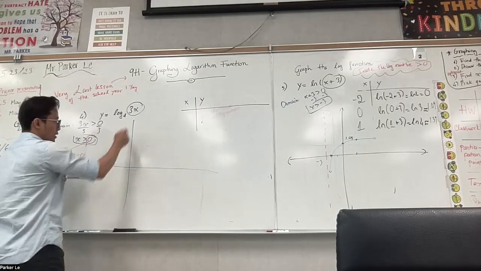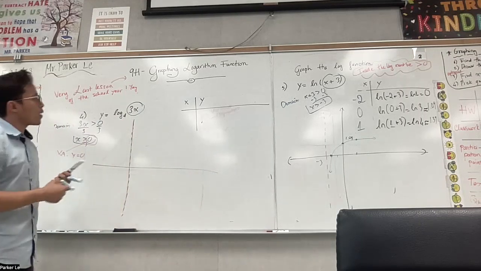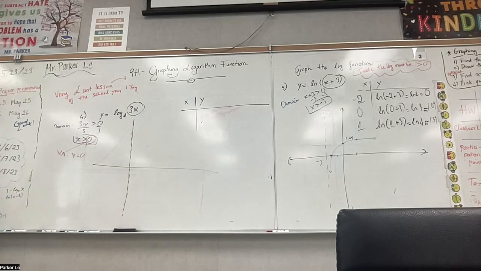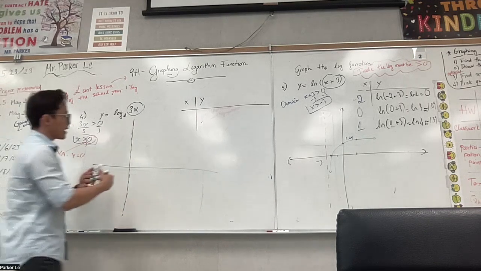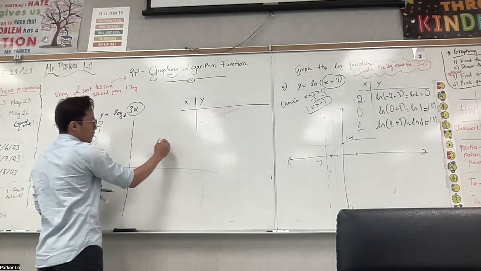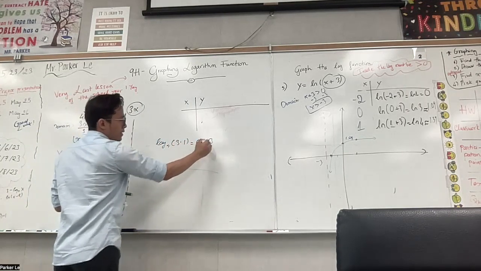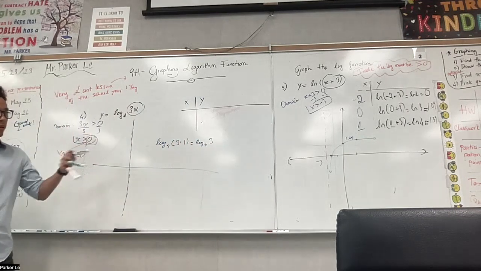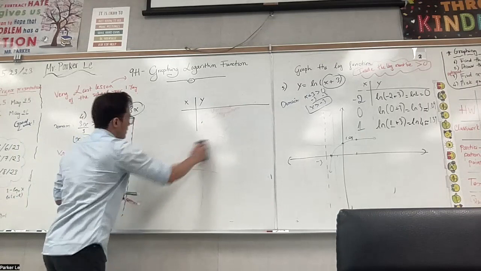Okay, so VA is still the y-axis right here. Choose a good point. What is a good point over here? Let's say 1. If you plug in 1 here, it's log base 4 of 3 times 1, so it's going to be log 4 of 3. You know what is log 4 of 3? I don't think it's a good point.